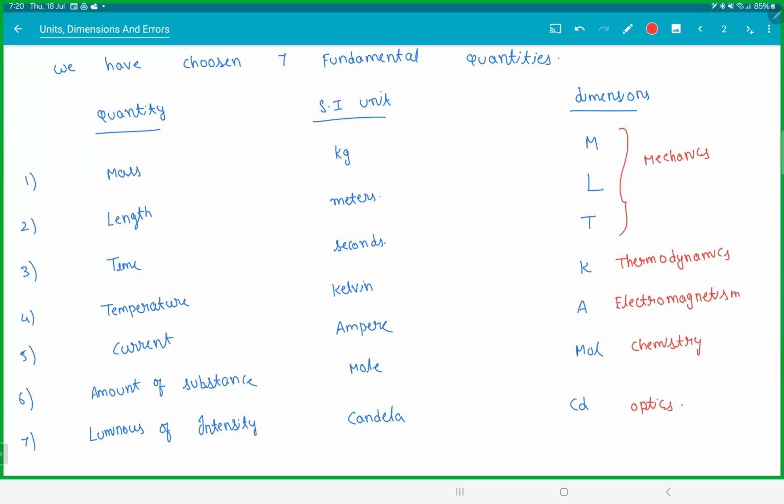So that is the physical significance in the upcoming chapters. Have a look at this. Then people realized that after the seven, we still need two more quantities to figure things out. We call them supplementary quantities.